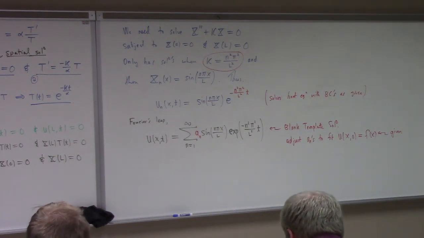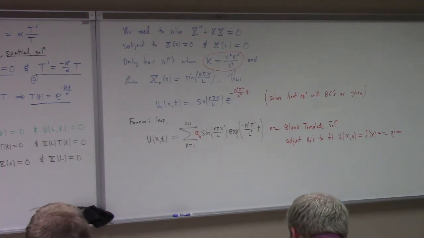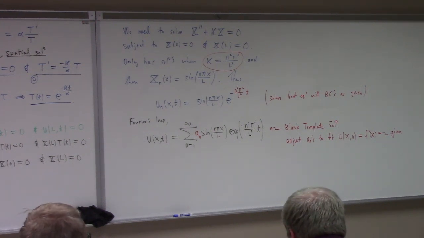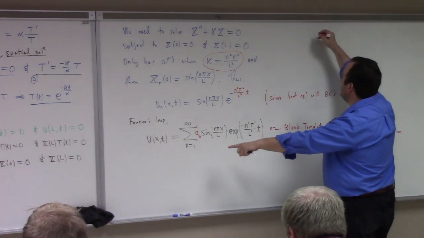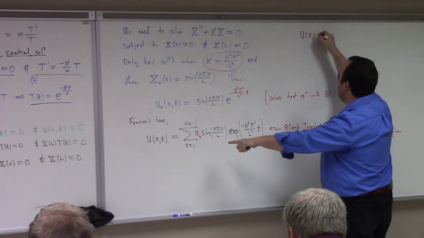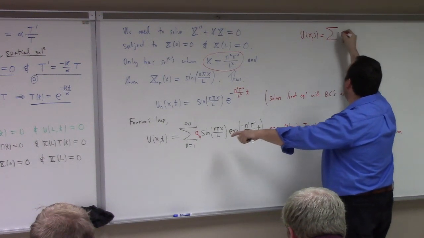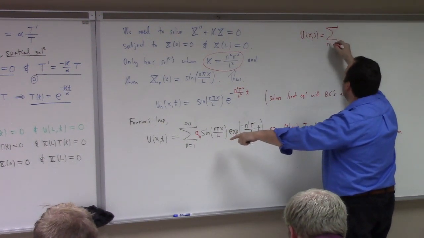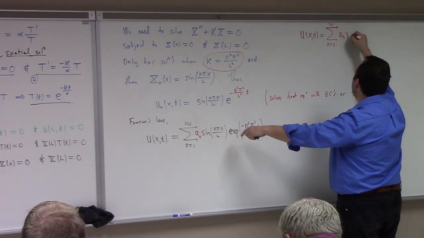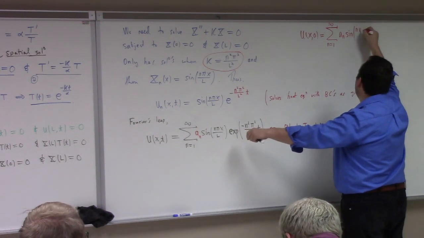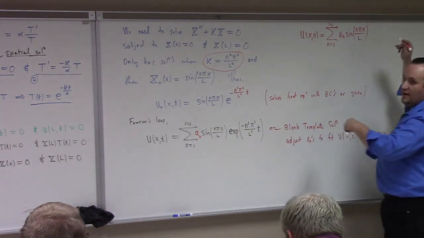Now you might wonder, is this the same Fourier as in Fourier series, right? The mathematics which is behind MP3 compression and other things like that. Yeah, it's the same Fourier. And let me show you why that is. What happens when we actually plug in 0 into our blank template solution? What do we get? U of x,0 equals what? The sum, n equals 1 to infinity, of a sub n sine of n pi x over L. What happens with the exponential?